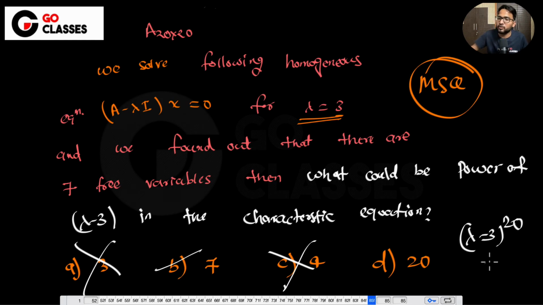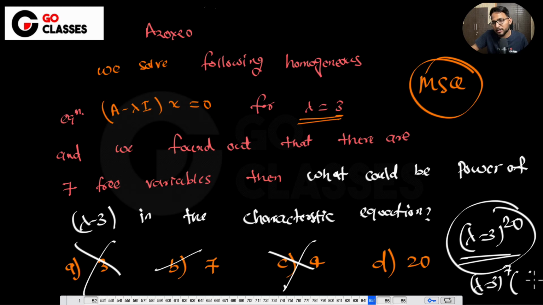This is the only factor that you have. But out of this 20, only 7 linearly independent, that is also fine. Lambda minus 3 power 7 and some other lambda power 13. I mean, you have to make the total 20, right? Because A is 20 by 20. So the total power of the polynomial should be 20 basically. So 3 and 4 are not possible. Is 7 possible? Yes. Is 20 possible? Yes.